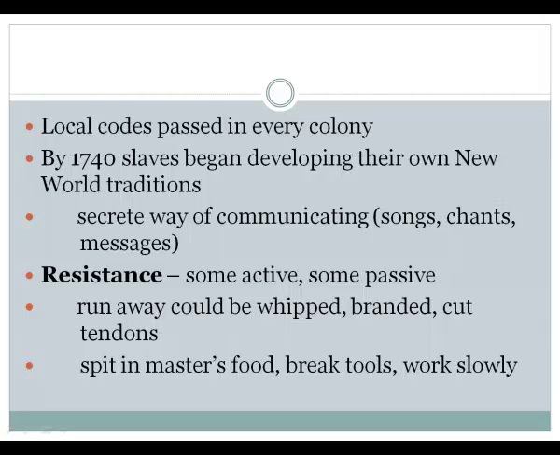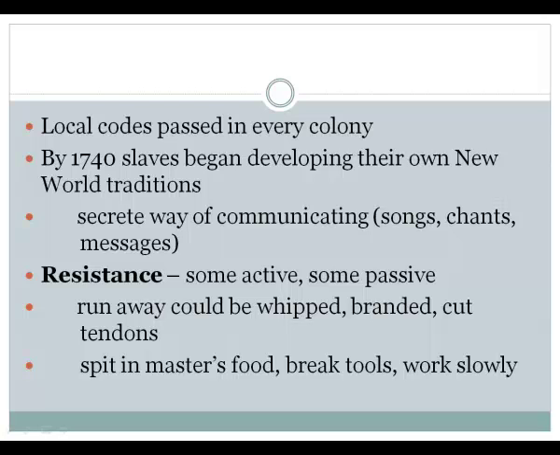But there was resistance. Of course there was. What we call active resistance and passive resistance. Active resistance can be something as simple as running away. It could be burning down a building or killing your master. But if you did this, you could be whipped, branded, have the Achilles tendons cut, you could be executed.